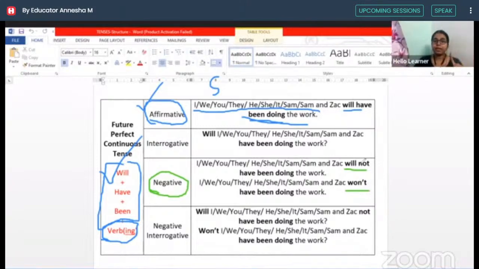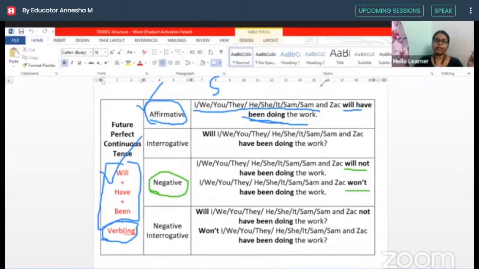So this is how we make negative declarative sentences for the future perfect continuous tense. Okay, future perfect continuous tense के लिए हम negative sentence ऐसे बना रहे हैं, will not have been या won't have been, doing, eating, sleeping, जो भी आपको लगाना है. I hope this is clear. Do you guys have any questions, any doubts still here? बताइए.